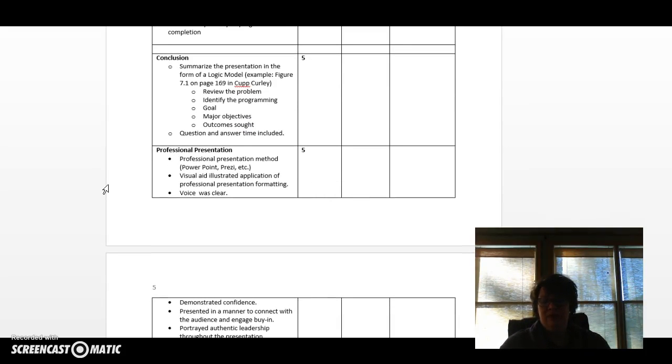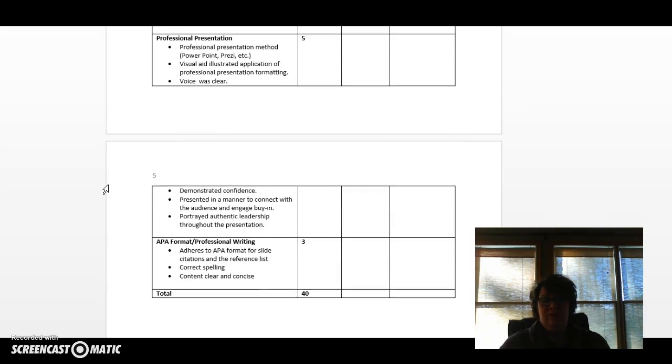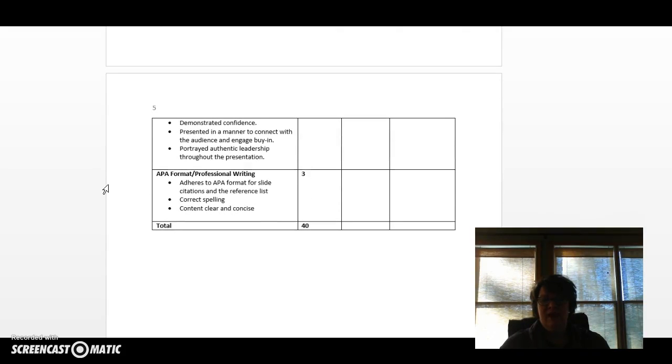And of course, we want to make sure that we're using our professional presentation skills, and that when you're doing your slides, make sure that you cite your slides appropriately on the slides and have a reference list as well. Make sure that your slides are correct as far as spelling, and make sure that they're not too wordy as well. So if you have any questions about this particular assignment, let me know.